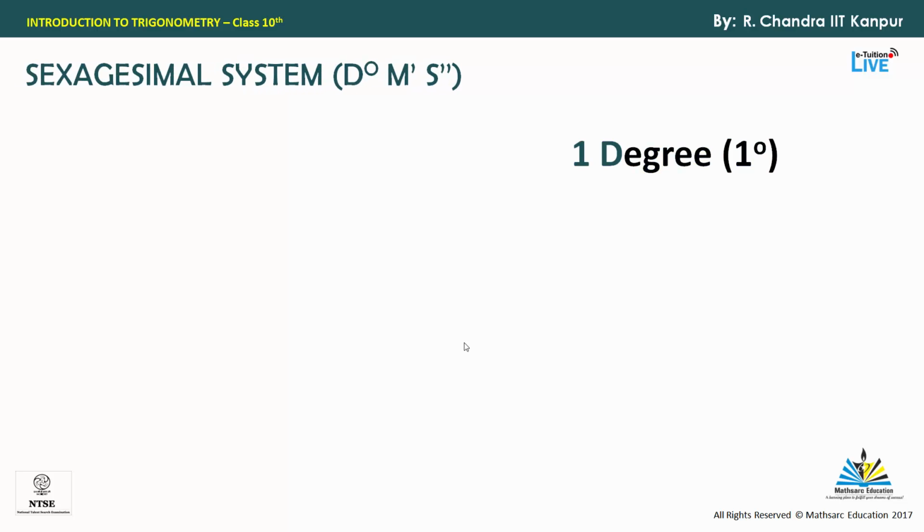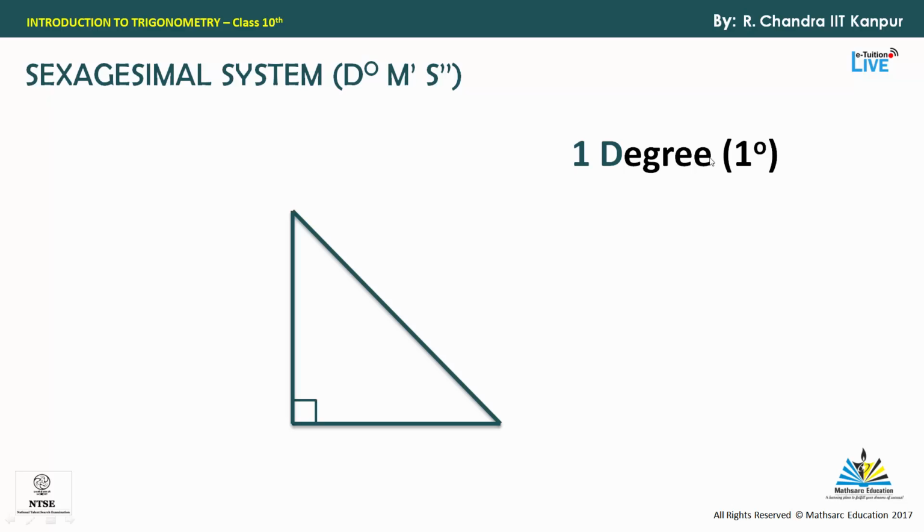First we have the sexagesimal system. We also call this the degree, minute, second system. Now what is 1 degree? This is the system adopted from the time of the Babylonians. At the time of the Babylonians, there were 360 days in a calendar year.